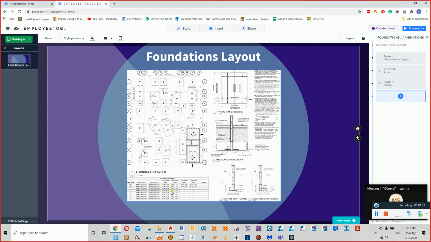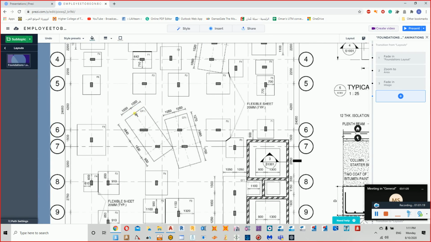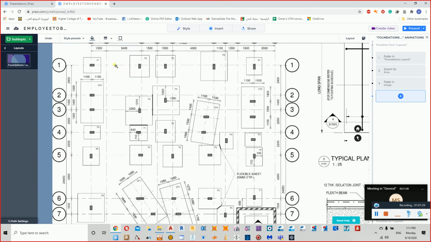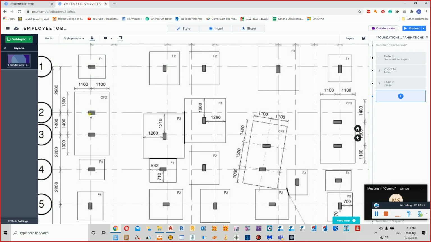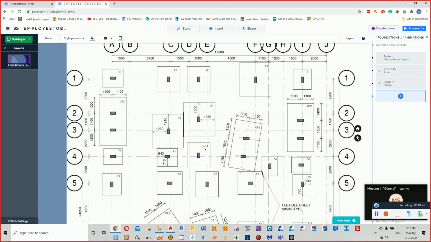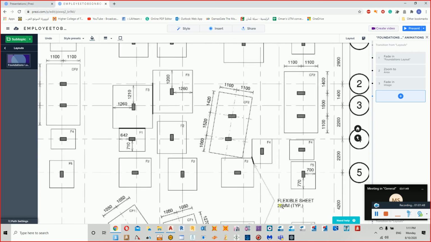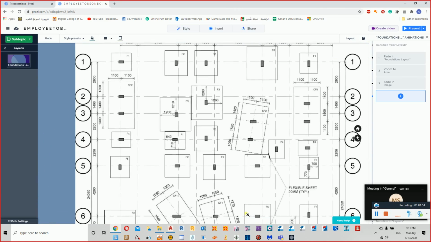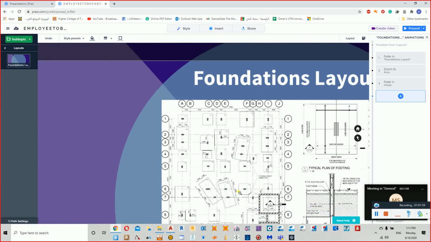Finally, we are going to go for the foundation. Okay. And once again, you can see in the foundation we have different types of foundation here. We have F1, we have F2, CF2. If the foundations are touching each other or very close to each other, normally we supply a sheet between them. Okay, we supply a sheet like this one. It's a flexible polyethylene sheet of 20 mm. Okay, so that the two foundations will not be affected.